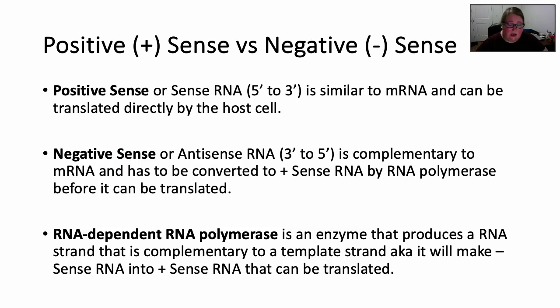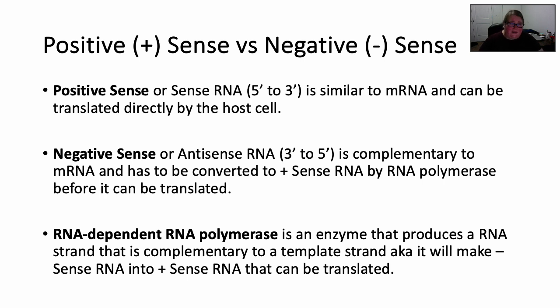So one of the last things I want to talk about is what I mean from the Baltimore model when I say positive sense or negative sense. A lot of it has to do with the direction that the RNA is in when it's bundled into the viral genome. Positive sense RNA is going to be from 5' to 3'. This is very similar to mRNA. Because it's similar to mRNA and goes from 5' to 3', remember replication always goes from 5' to 3', we can directly translate it in the host cell.